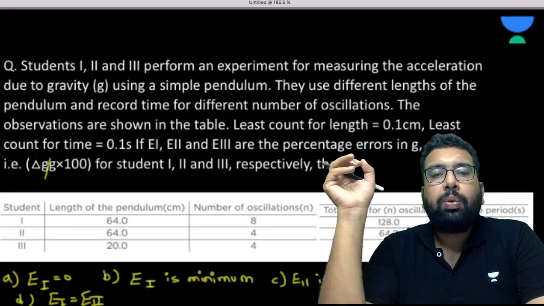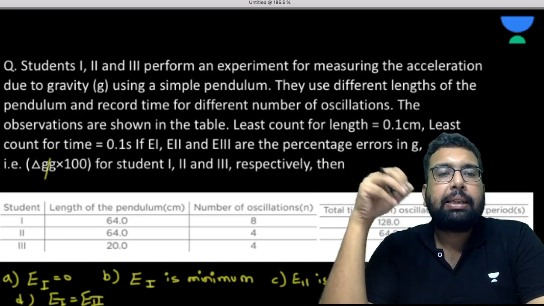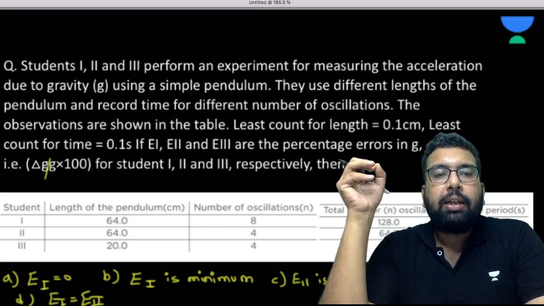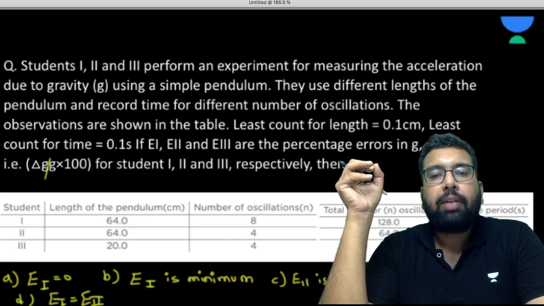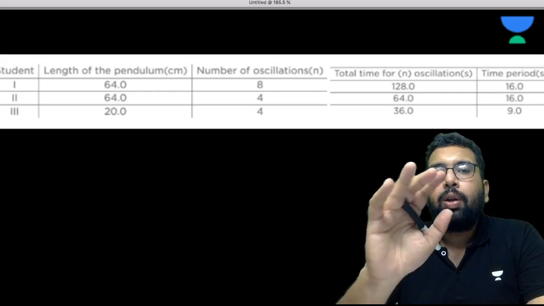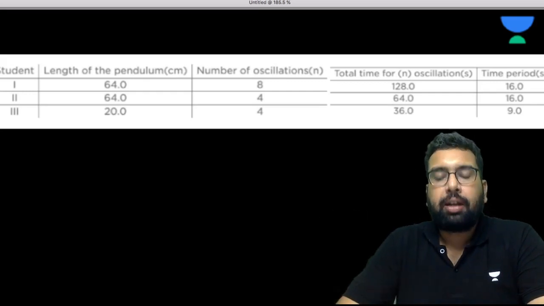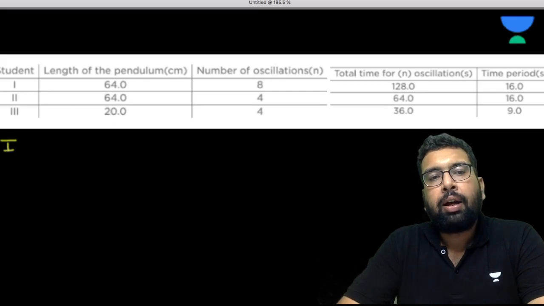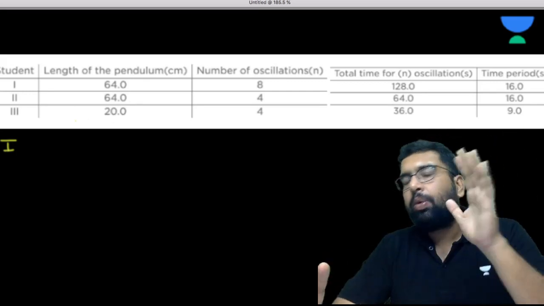If E1, E2, and E3 are the percentage errors in g, that is delta g by g into 100, for student 1, 2, 3 respectively, then which of the following holds true? Now let's understand the question. So we have to do it, let's start with student 1. So let's try to understand this question.